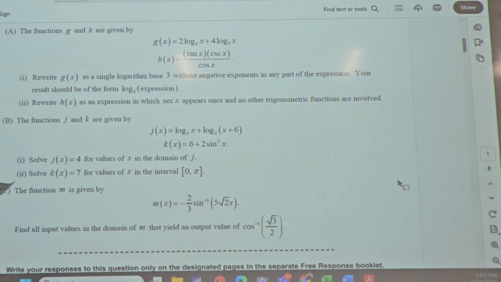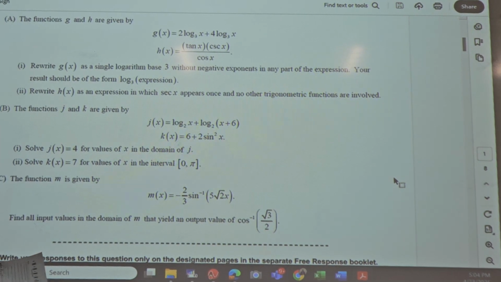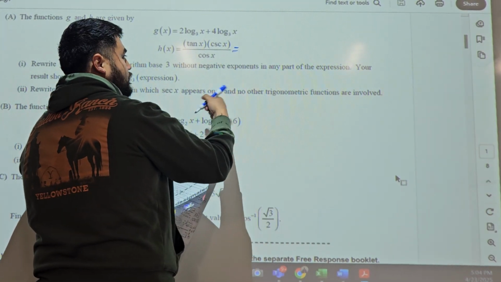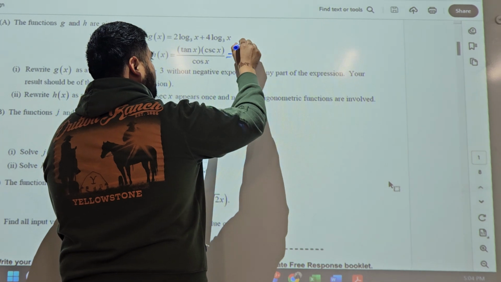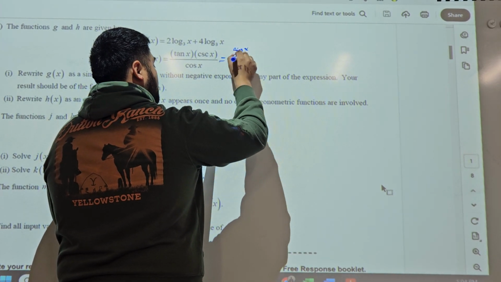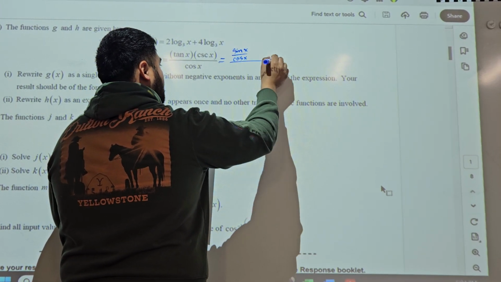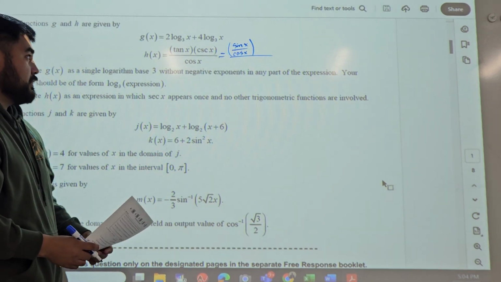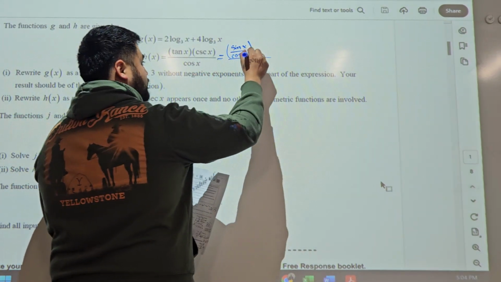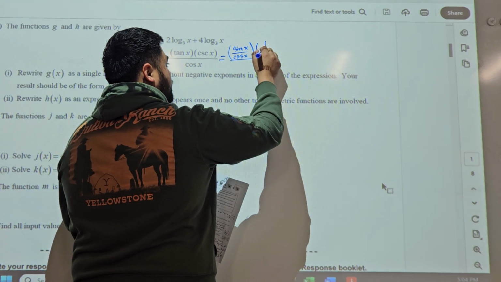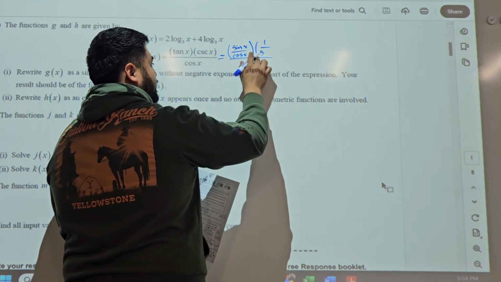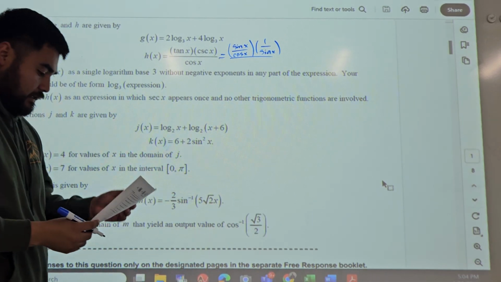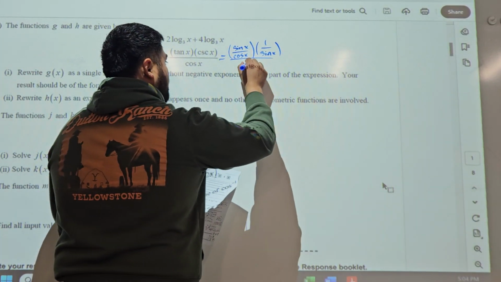So here we go. Tangent, I'm thinking quotient rule. Tangent has two: it has the reciprocal or it has the quotient identity. So tangent, I can switch it to sine of x over cosine of x. And again, I want to end up with sine and cosine for the most part. So cosecant, I can do the reciprocal identity. It's going to be 1 over sine, the reciprocal. And then we'll leave cosine as cosine.